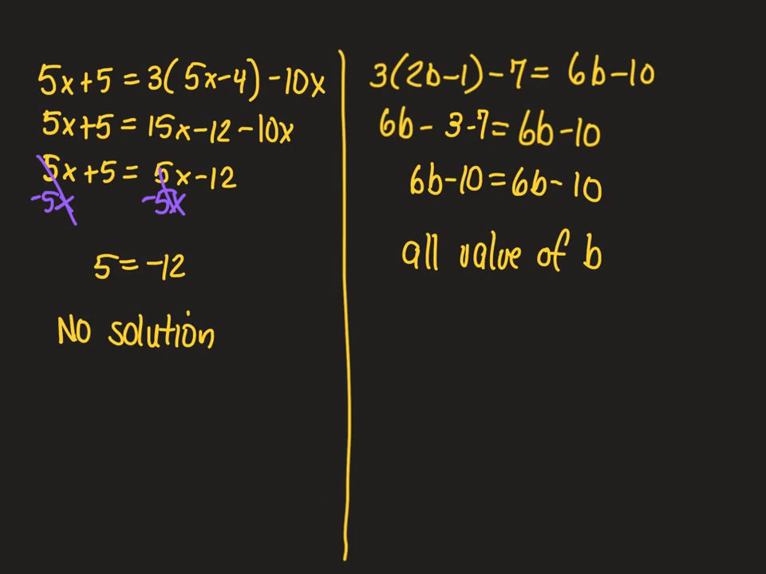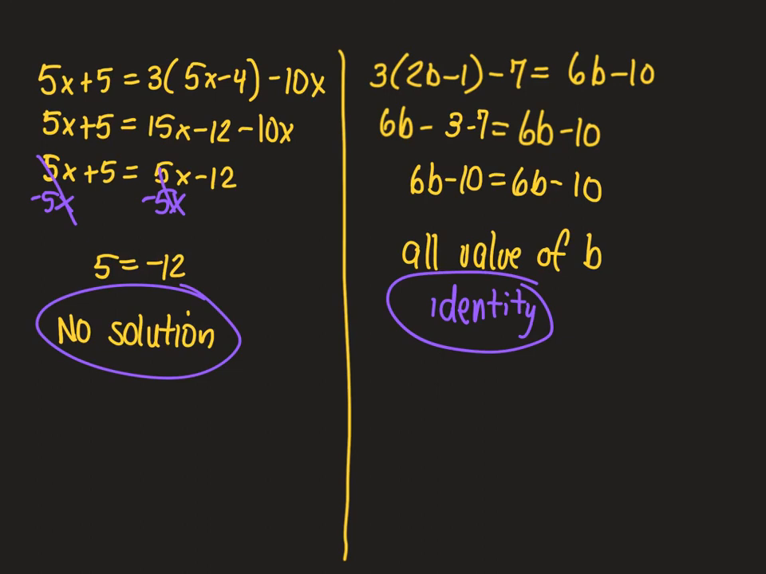Math people will say that this is identity. So when we grade it, write that word. When we grade this one, write no solution. But when we grade it, if it's all values of B, you write identity as your answer.